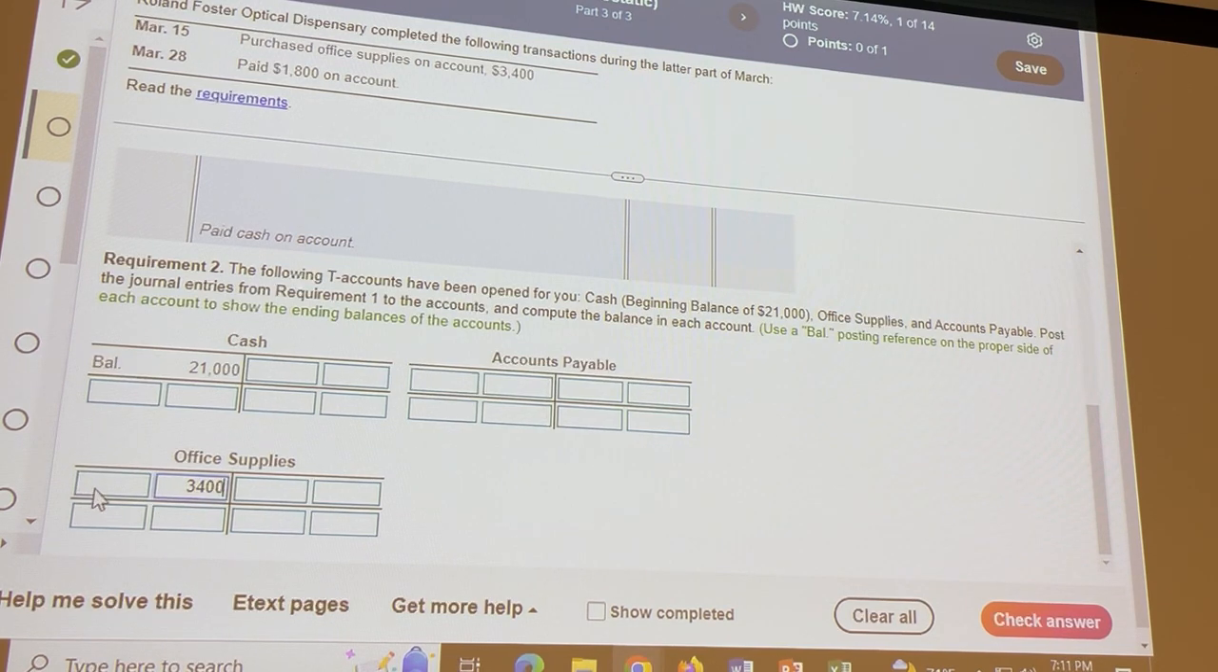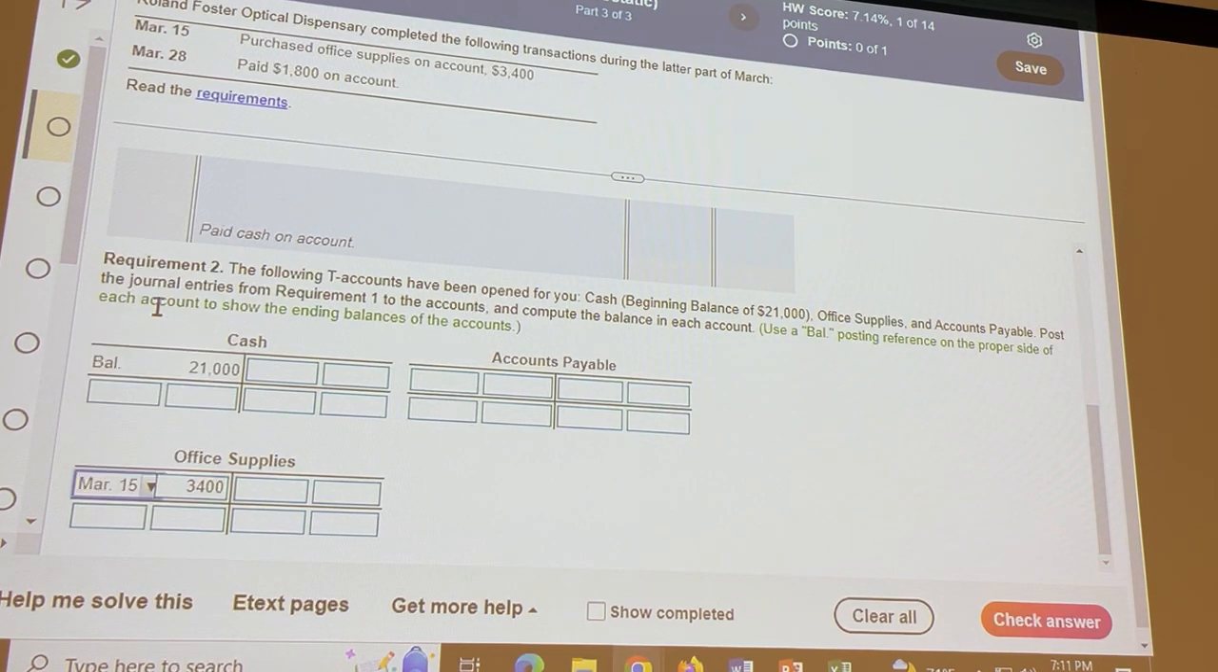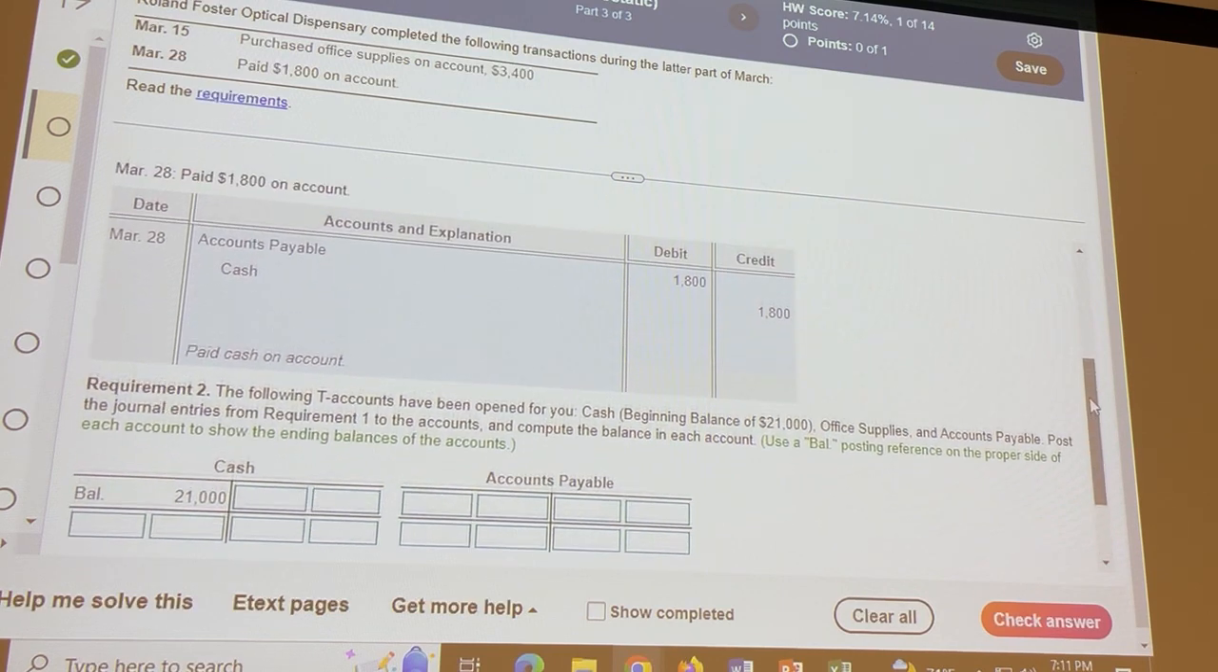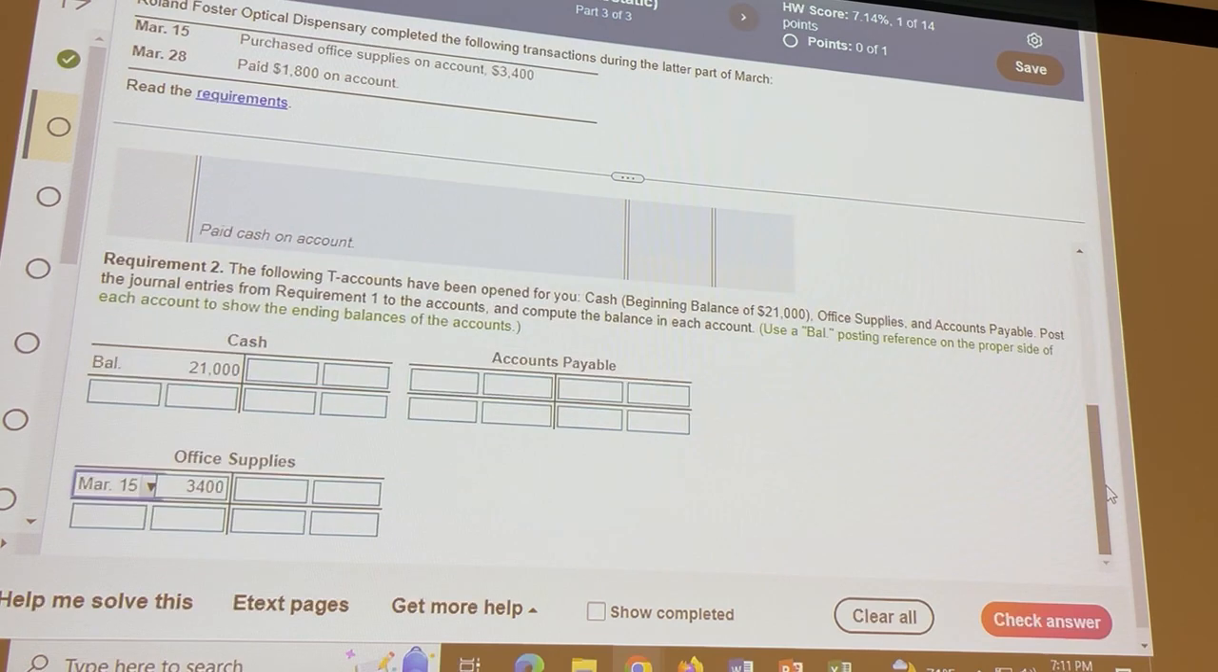And the date we put next to it, so the date for that journal entry was March 15th. And then the other side of that journal entry was accounts payable. So I find accounts payable, and that would go on the credit side, $3,400. And then remember, if we're putting a credit in the account, the date also goes on the credit side. So over on the right side, I'm putting the date March 15th.